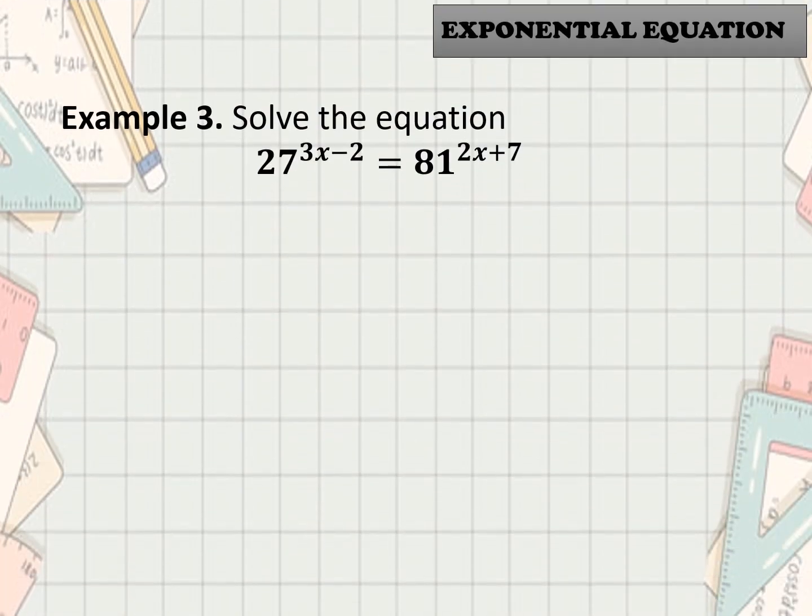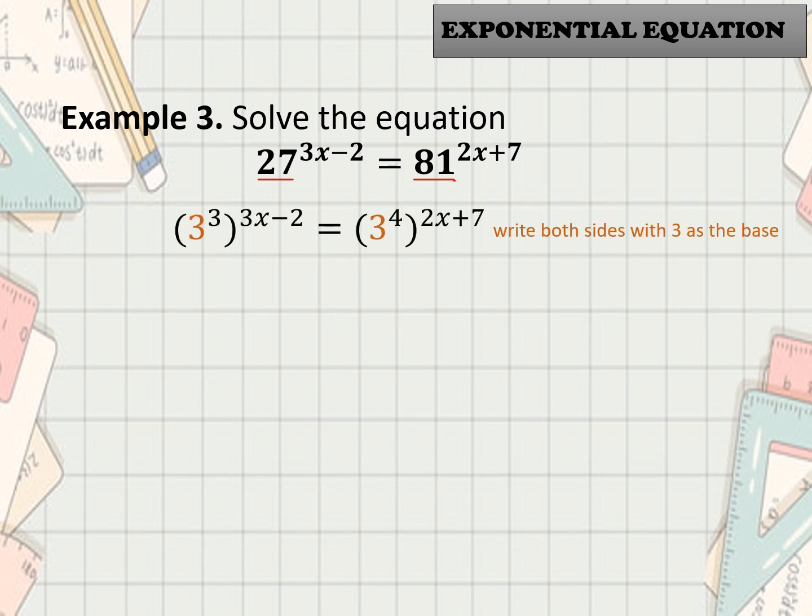Okay, next example, we have 27 raised to 3x minus 2 equals 81 raised to 2x plus 7. Okay, so si base 27 and 81, pwede natin yan i-rewrite as base 3, pareho. Okay, so si 27 magiging 3 raised to 3, kasi 3 times 3 times 3 is 27. Then si 81 naman, 3 raised to 4.